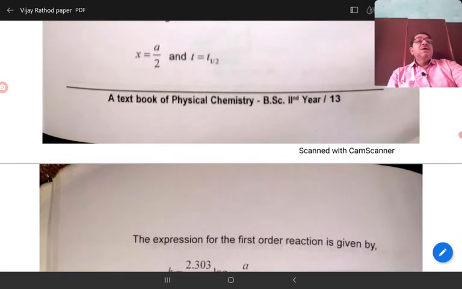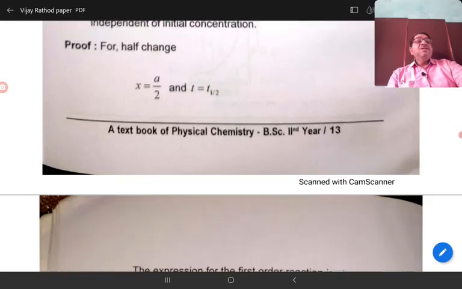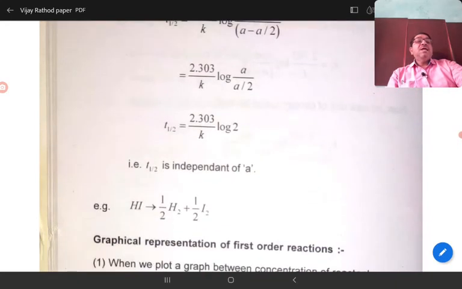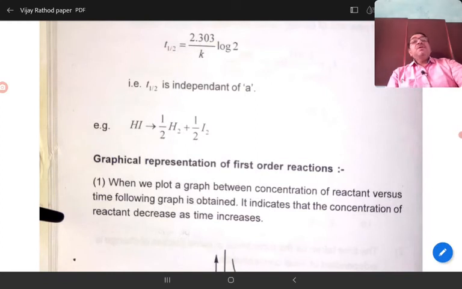What is that? Our characteristic part. The time taken for the completion of the same fraction of change is independent of initial concentration. So this is the second characteristic that we have to learn. Now the example of hydrogen iodide. Hydrogen iodide, when we consider, it gives half H2 plus half I2, that is H plus I. That is another way, that is when we combine hydrogen and iodine, it forms hydrogen iodide.